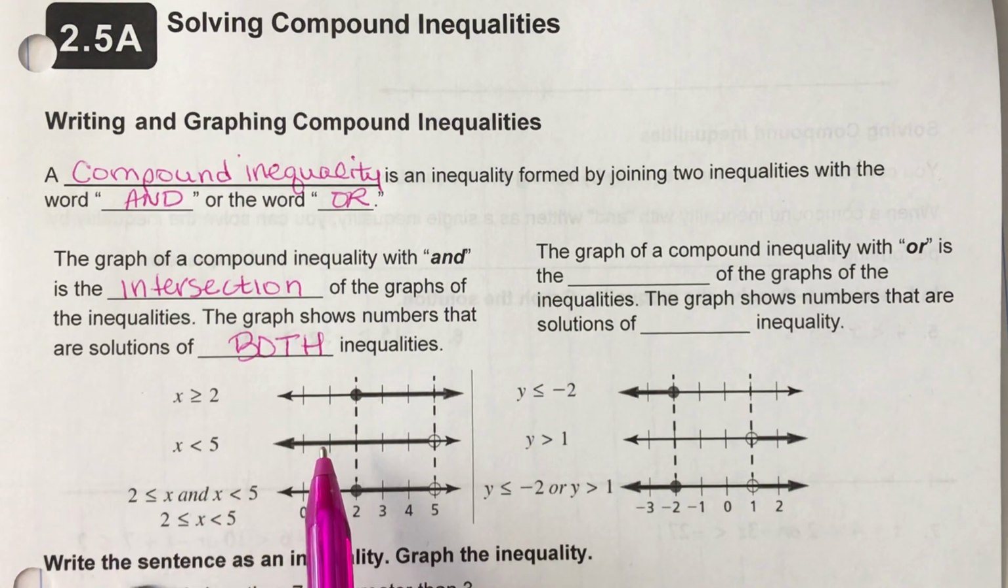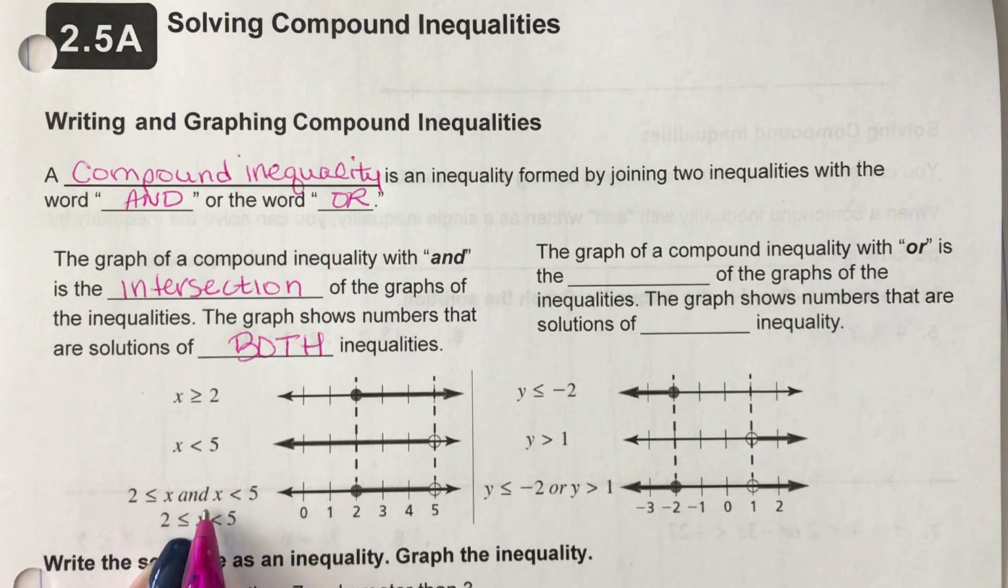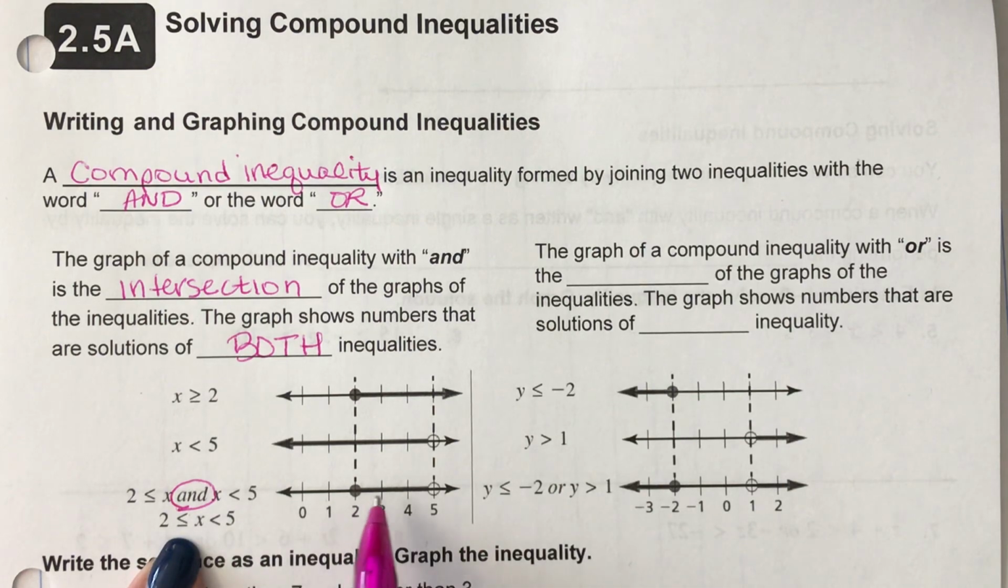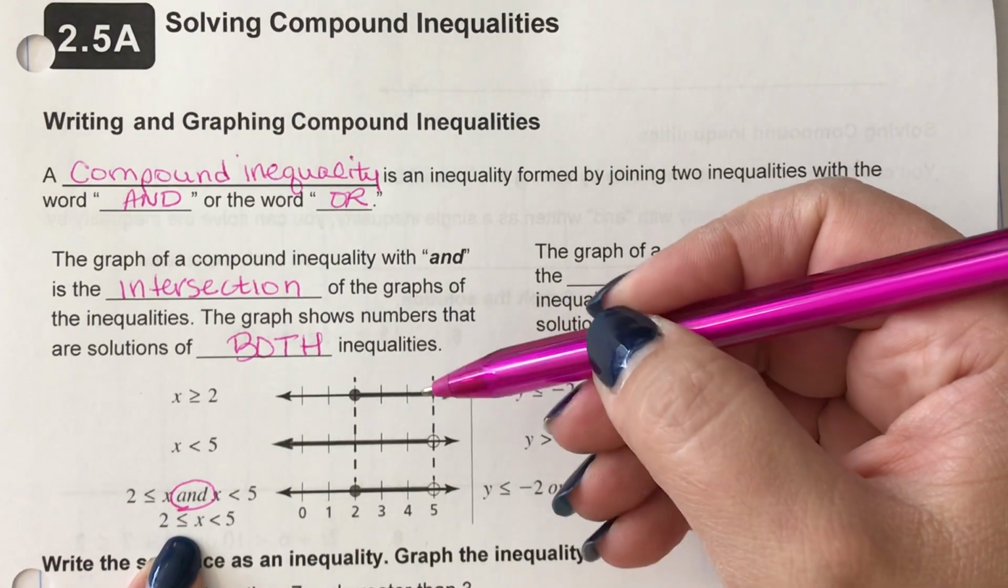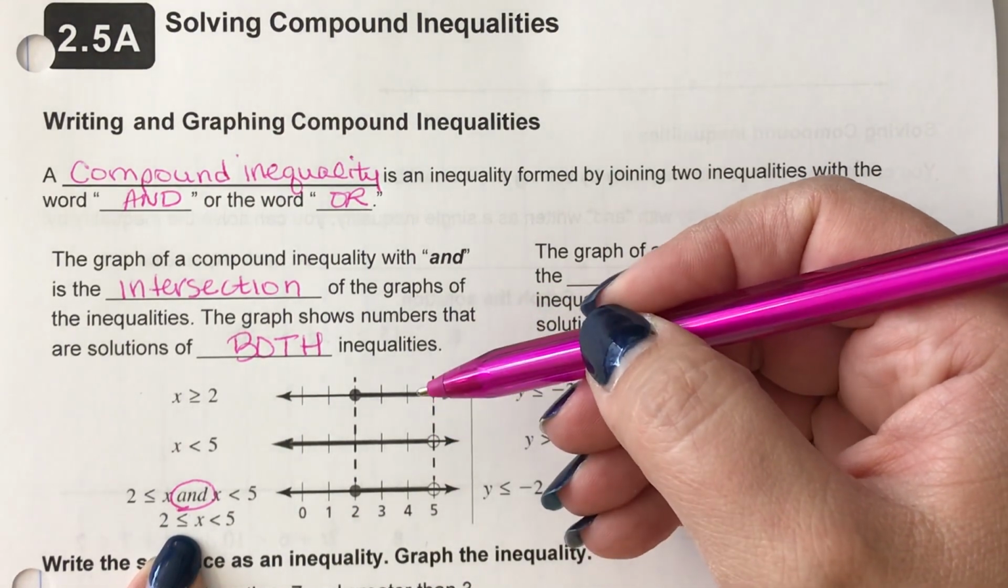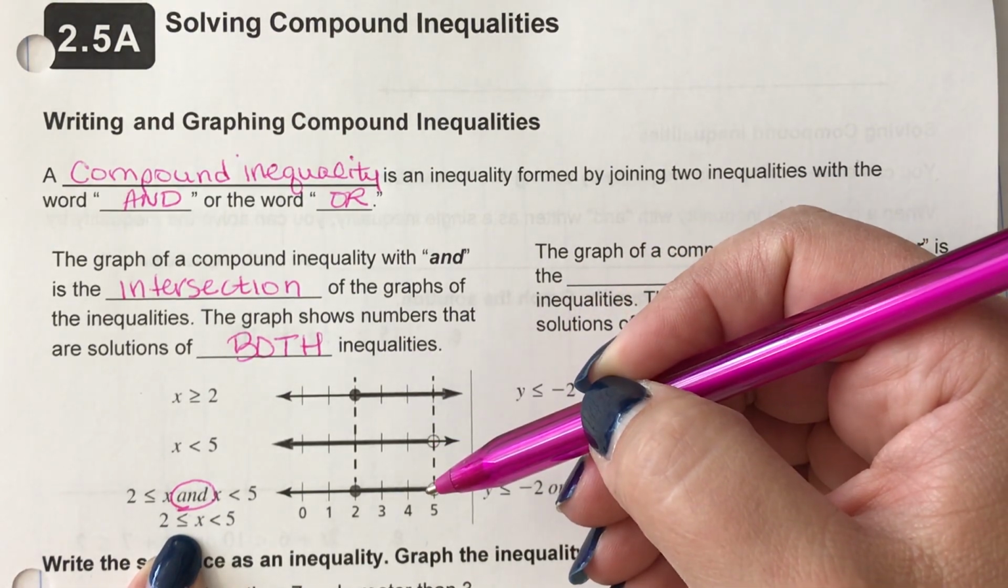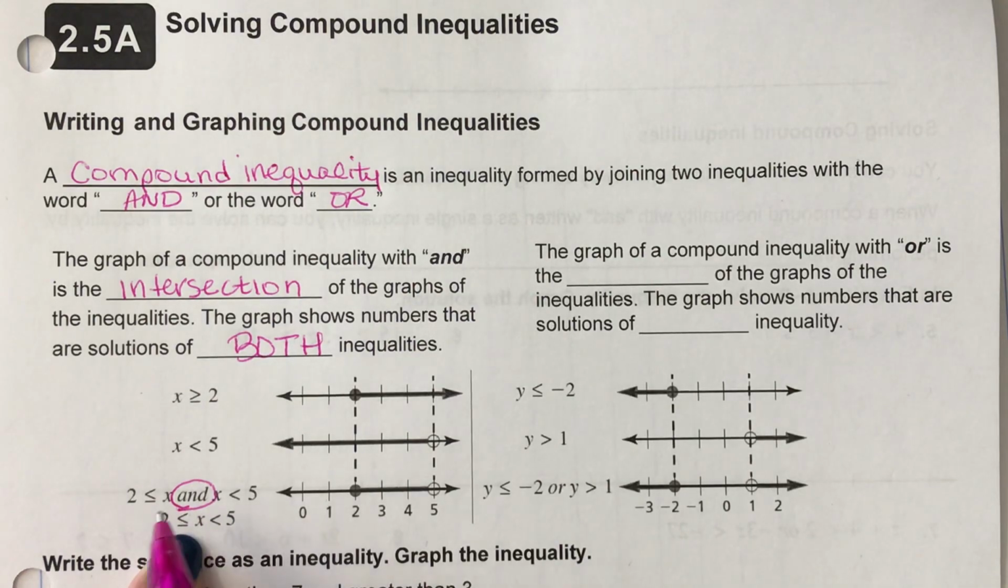If I want to create a compound statement out of those, and say, hey, I really am only interested in the x's that are both greater than or equal to 2 and less than 5, then it narrows down the choices to this region here where those two graphs overlap or intersect. Essentially, when those values are true for both of the inequalities in the and statement.